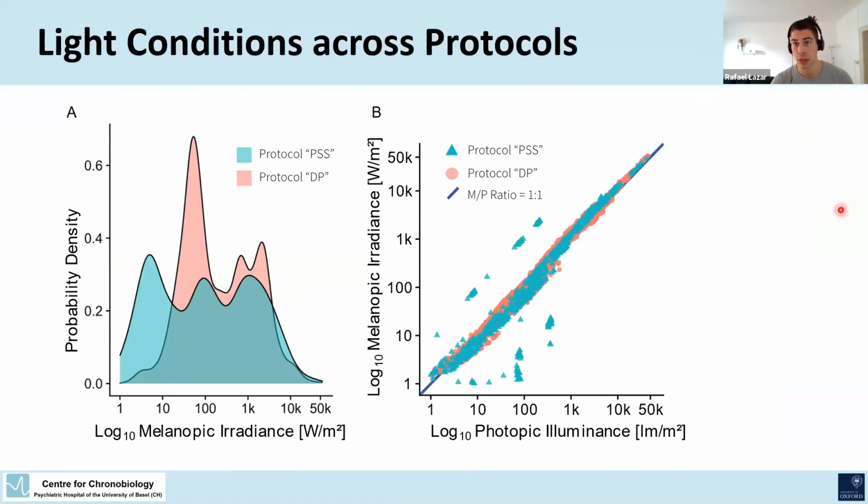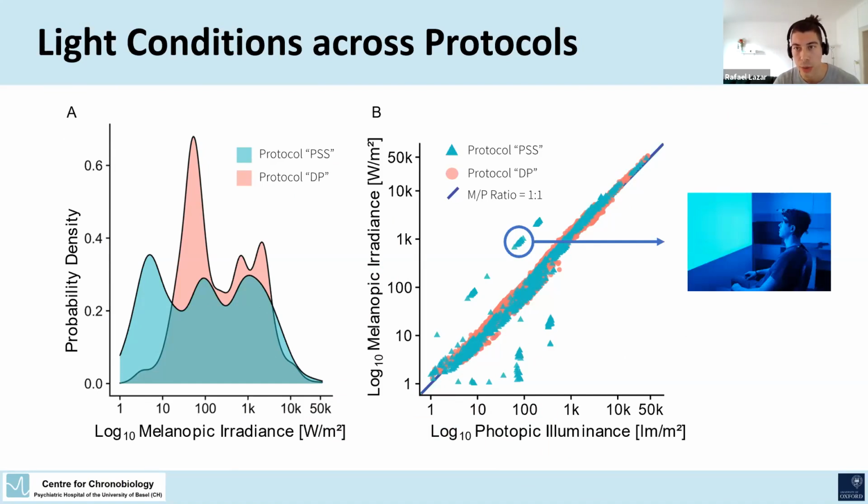The 2 protocols in which we measured these with these 7 participants were a little different regarding their light intensity distribution. So you can see this on the left, and on the right, you can see how closely related the photopic illuminance, so the lux, and the melanopic irradiance measurements are. And they are really closely related, as shown on the diagonal. And these outliers that you can see here are just the result of our control conditions in the lab, where we had high contrast, for instance, this blue light, which would stimulate the melanopsin much more. So the real world data is actually very highly correlated.